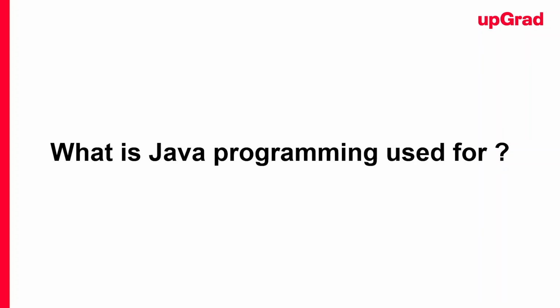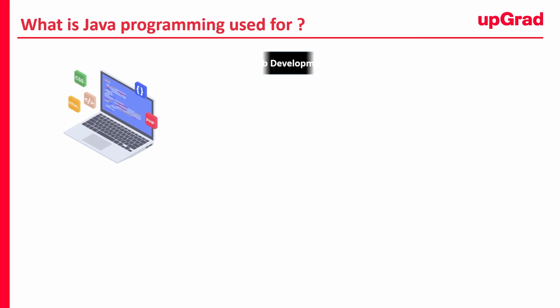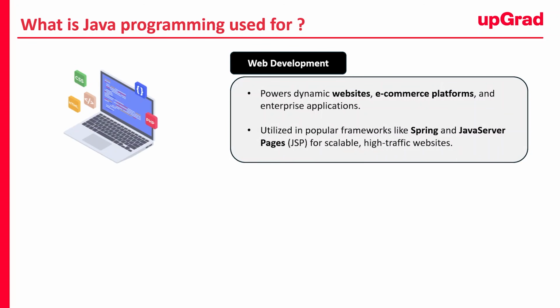Now let's talk about what Java is used for. And trust me, it's everywhere. So Java is a highly adaptable programming language used across multiple industries. In web development, Java powers dynamic websites, e-commerce platforms, and enterprise applications. Popular frameworks like Spring and Java Server Pages, that is JSP, use Java to create websites that can grow and handle a lot of traffic.